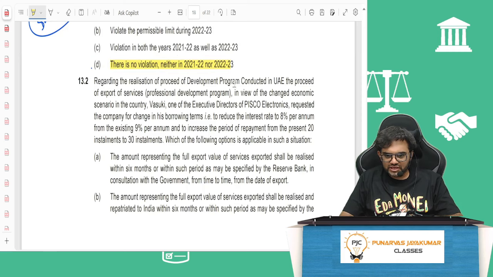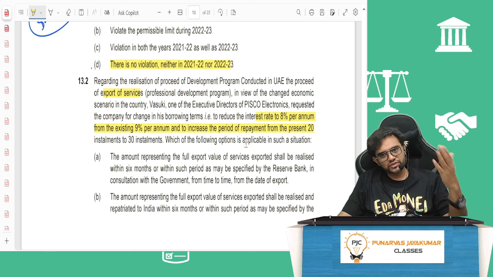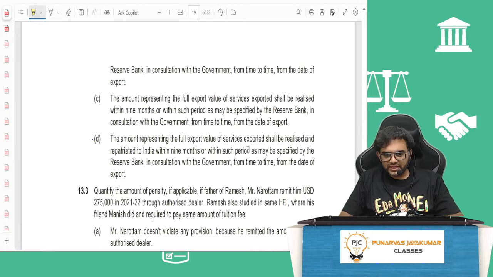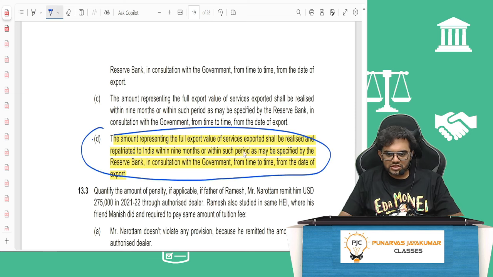Regarding the realization of proceeds, the proceeds of export services: the company requests to change the borrowing terms, reduce the interest rate to 8% per annum and increase the period of repayment. Which of the following is applicable? So guys, if you have reduced the interest rate from existing 9 to 8, whatever the case may be, the full export value should be repatriated to India within 9 months. That 9 months was actually 15 months during COVID, but it's always 9 months. Whenever you export something, even in GST, it will help you. The repatriation, that money should come back to India within 9 months, or such period as may be specified, 15 months during COVID.